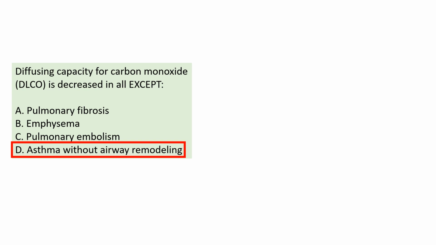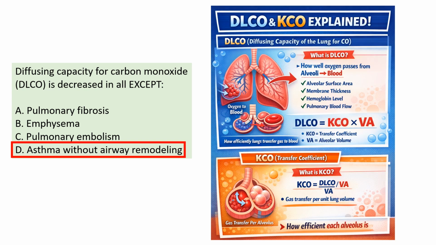First, we need to know what DLCO is and why we use it. We'll see one by one. Here we can know DLCO and KCO. I put this diagram for the explanation. DLCO is the diffusing capacity of the lung for carbon monoxide. We give carbon monoxide to the lung to identify whether it diffuses into the blood.